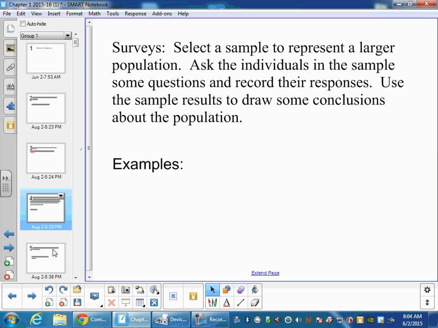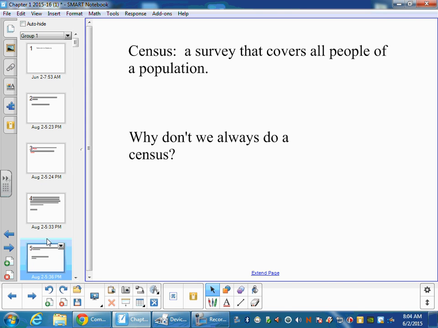Now, if I asked everybody, we'd call that a census. And this is when we attempt to cover all of the people in the population. Why don't we use this? Time and money. Everybody likes to save time and money.